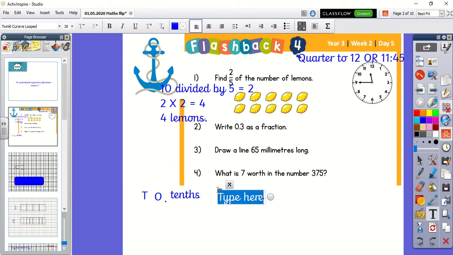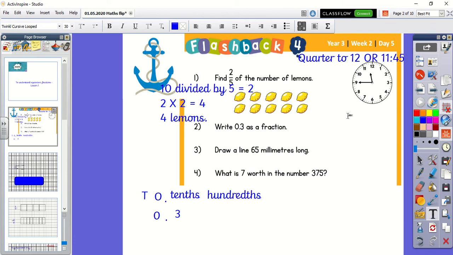Okay, and then next to the tenths you've got the hundredths. Okay, so if we put 0.3 in this place value chart, our 0 would go underneath our ones, our decimal point would go where the decimal point is, and then our 3 would go into our tenths column. Okay, so we've got 0.3, so we've got 3 tenths.